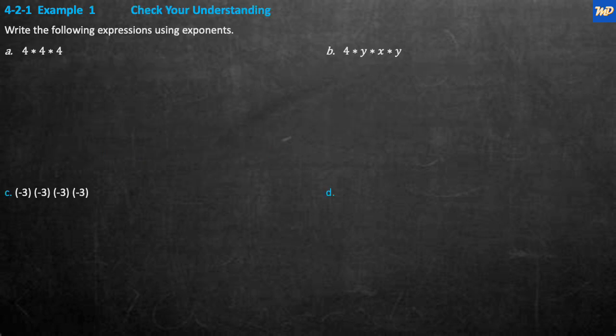Let's check your understanding. Let's do a few on our own here. I'll give you a second to think about this, but these should be pretty straightforward at this point. What's our base number? The base number is 4. That's what's being multiplied. How many times are we multiplying it? 1, 2, 3 times. So that's 4 cubed.